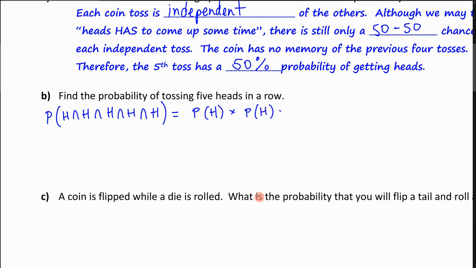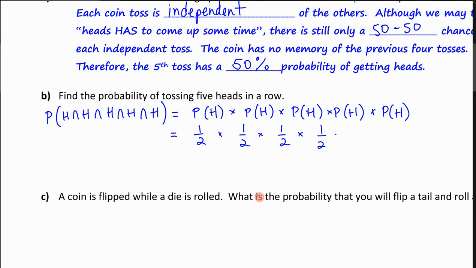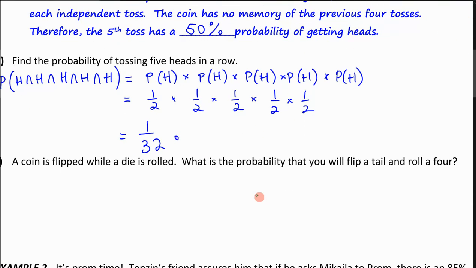The probability of flipping heads times the probability of flipping heads times the probability of flipping heads, and so on. Each coin toss is a 50-50 chance. So 1/2 times 1/2 times 1/2 times 1/2 times 1/2, which is 1 out of 32. And as a percentage, you can express this as 3.1%.